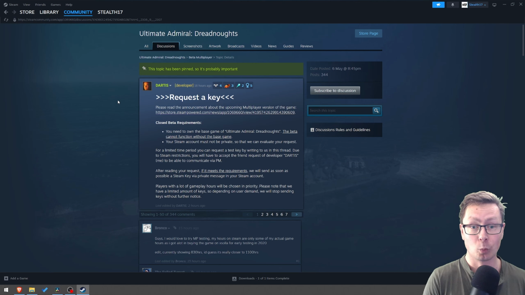If this works, and if it works well, I think it can be really good for Ultimate Admiral Dreadnoughts. If they somehow half-ass this, I'm a bit concerned, but, well, let's hope it's going to be good. Again, I'll keep you posted.